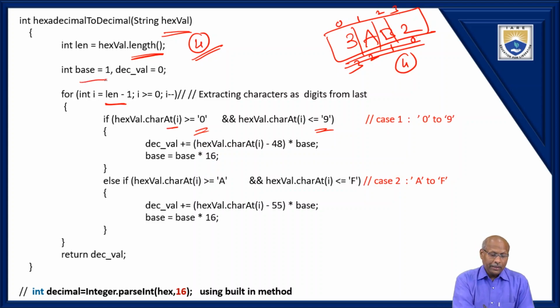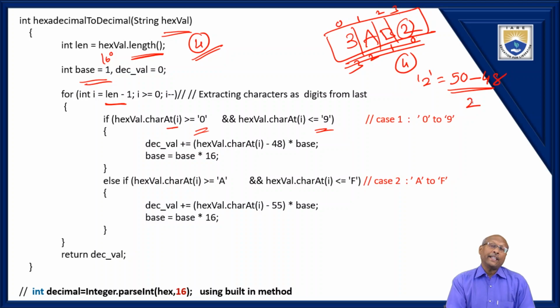Initially the base value is 1. 1 is nothing but 16 to the power 0. So take the character, assume here the first position is 2. 2 is a decimal character. This character 2 has ASCII value 50. 50 minus 48. If you subtract 48, you will always get the corresponding integer value. That's why I am taking the ASCII value minus 48, so that I will get the corresponding integer value. That into base.